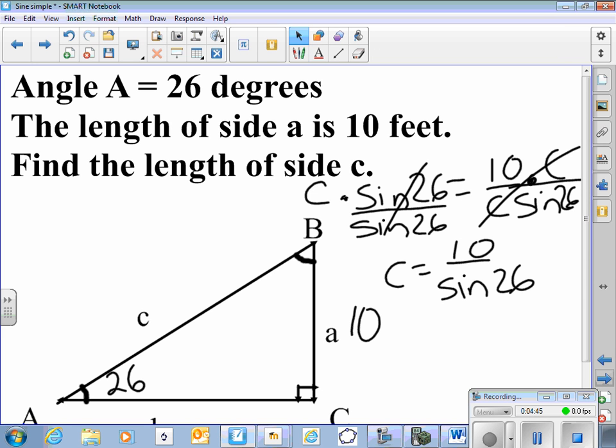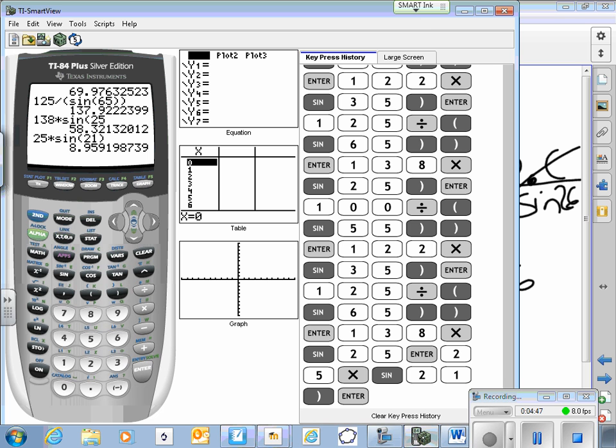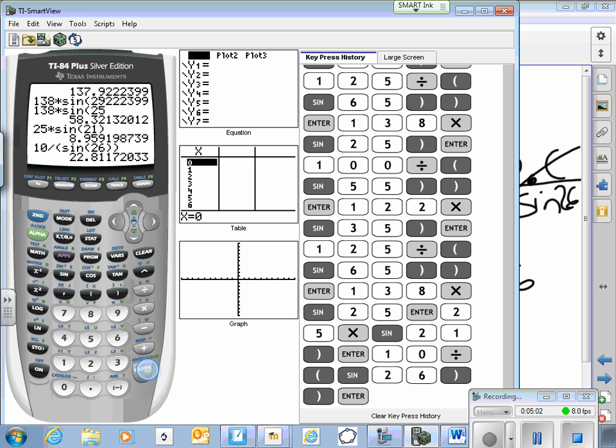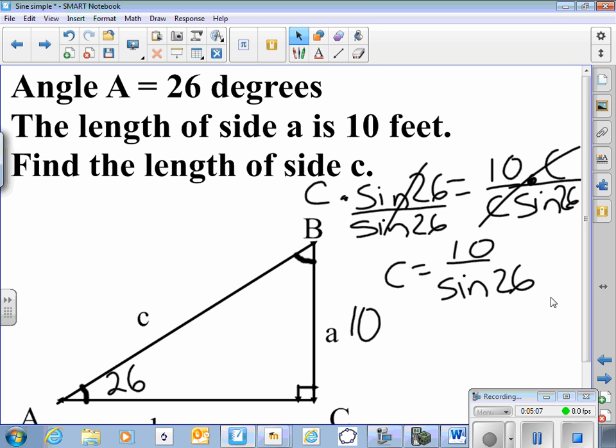Let's run that on a calculator. 10 divided by, I'm going to go ahead and put that in parentheses, the sine of 26, and I have to end the parentheses now. It says 22.8, pretty close to 23. Depending on how well we know the angles and how well we know the lengths, we can round that to where it makes sense.